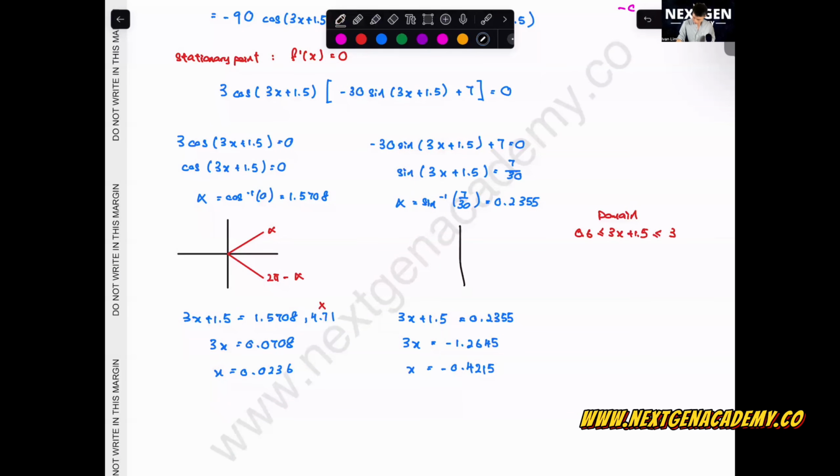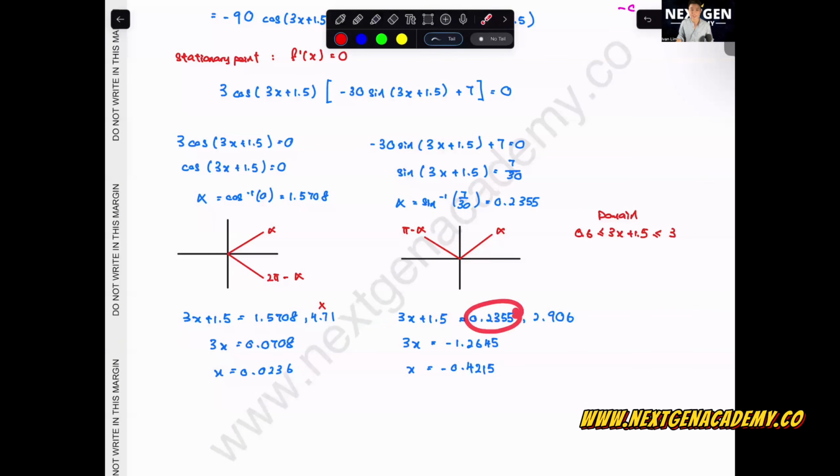Okay, for this, we will take first two quadrants, A and S, alpha and pi minus alpha. Okay, inverse sine over 30, 0.2355. Pi minus 0.2355. Okay. See, I keep doing wrong. Supposed to check. Okay, supposed to check here. 2.906. Okay, why need to check?